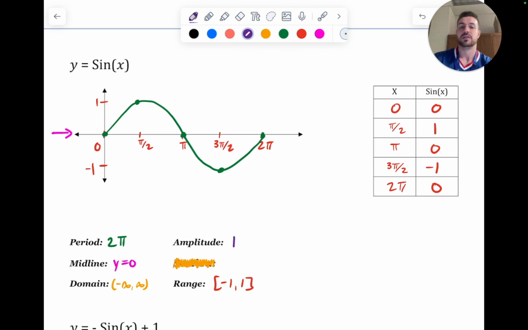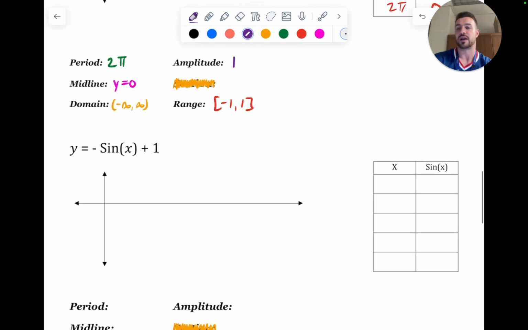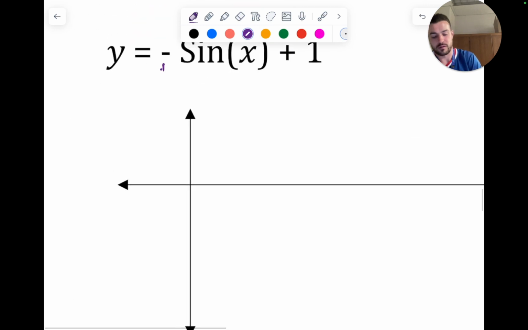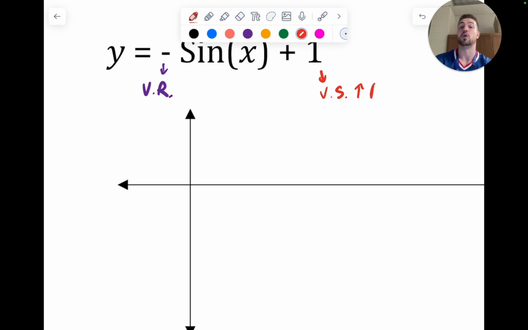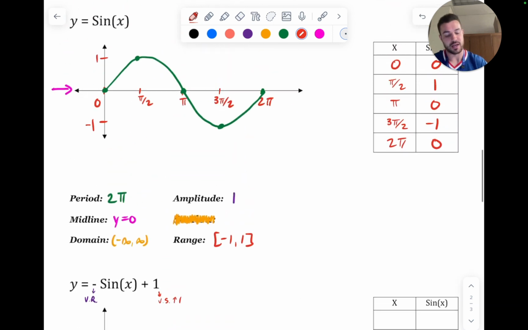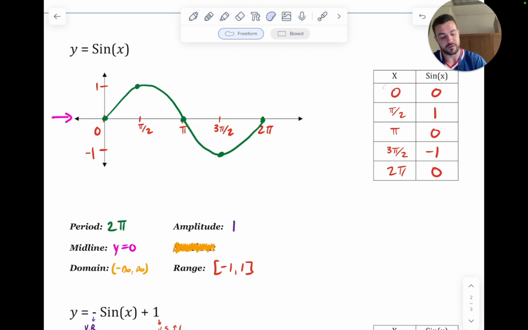Okay? So we're not going to graph this last one, but I do want to talk about it real quick. You know what? Why don't we just do it? Might as well. So I've got a vertical reflection here. And then I've got a vertical shift up 1. So no horizontal changes. That means I just get to use the same table values that we have above here.